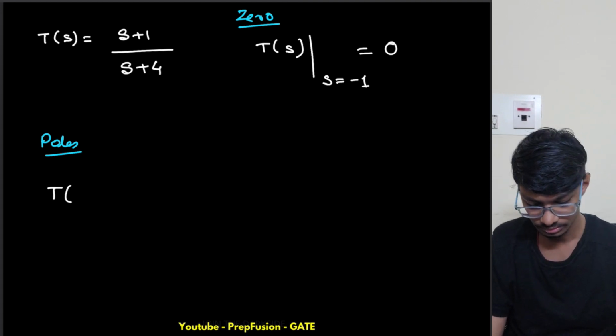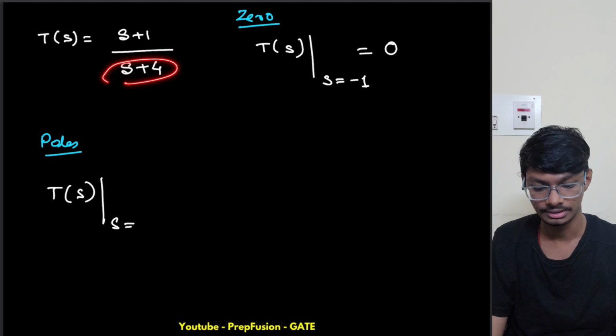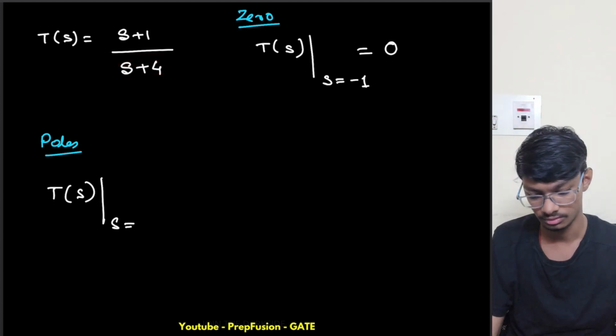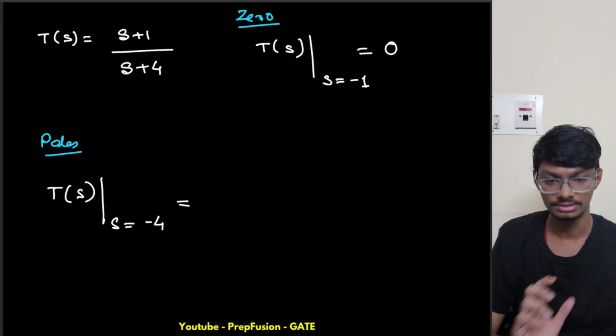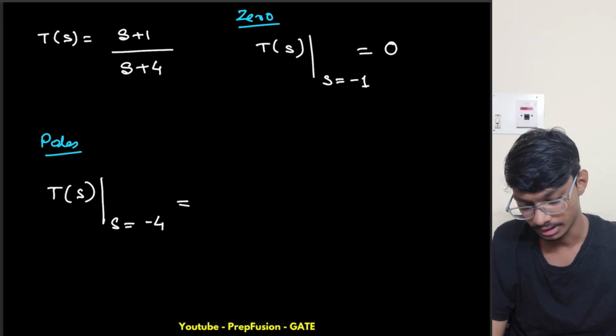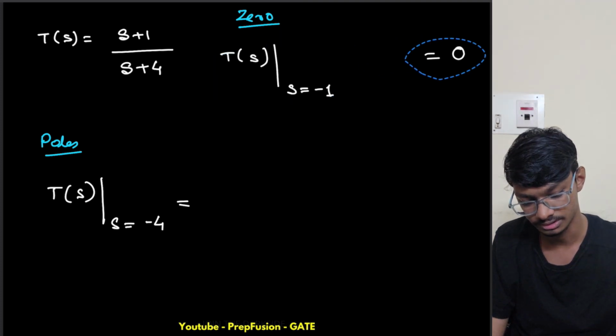The value of s: find the root of this. This is s equals minus 4. So at s equals minus 4, what happens? This goes to infinity. I will expand this further so that you can understand it in a better manner.